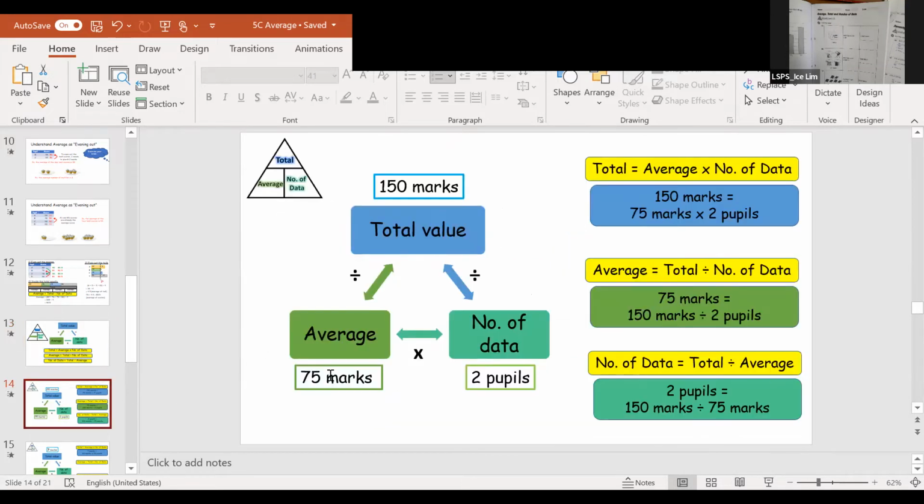The next one here. Looking at this, all three quantities are given to you: total, average, and number of data. There are 2 students. The average marks is 75. The total is 150 marks. Now the relationship is here. Let's look up.